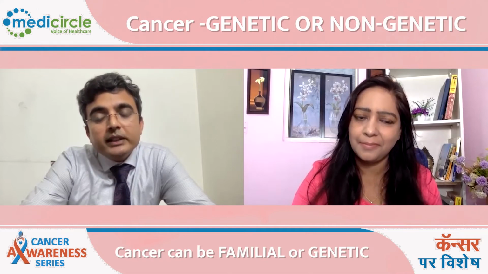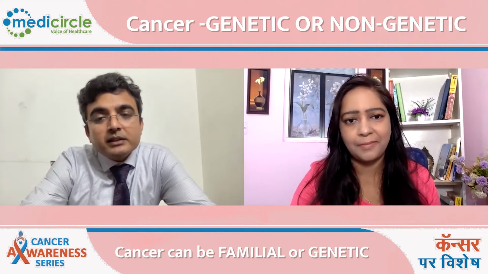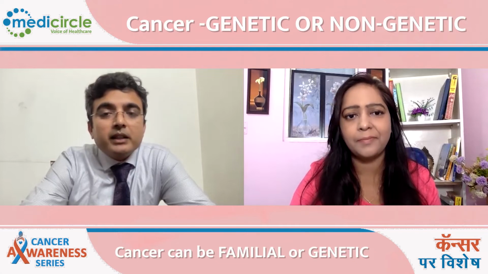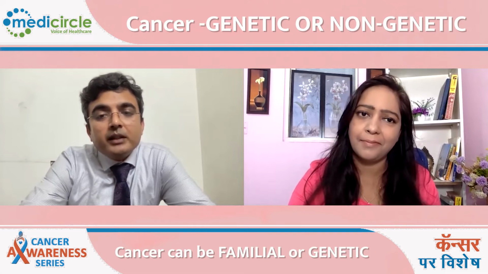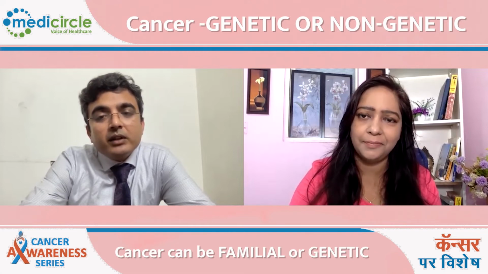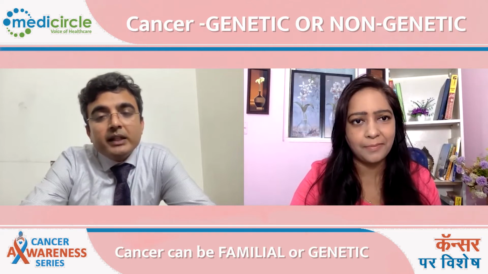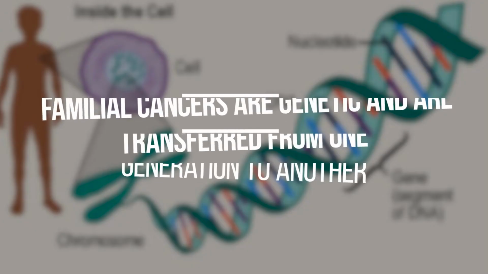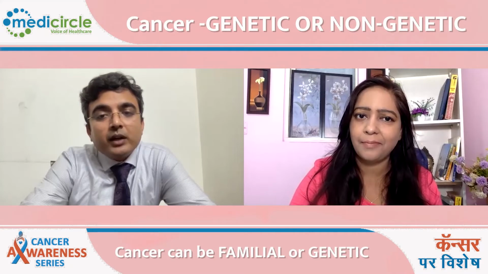When the gene is transferred from generation to generation, there are a few genetic diseases or genetic carriers like HNPCC disease or BRCA in breast and ovarian cancer. These are the things which run in families. Such cancers are as low as 3 to 5%. That is the familial cancers we are speaking of. Familial cancers are genetic cancers which are transferred from one generation to another.